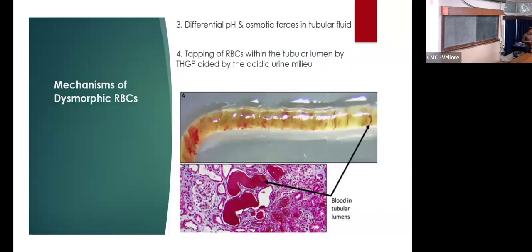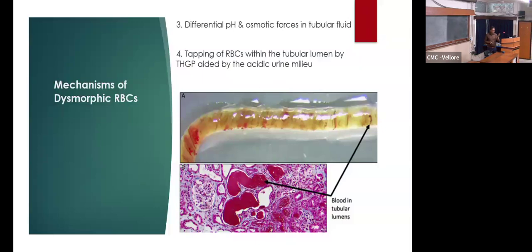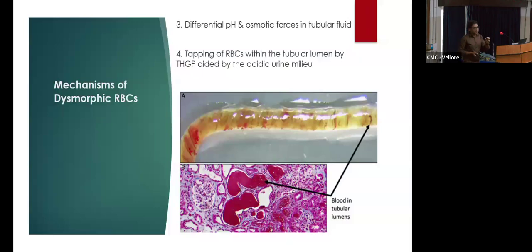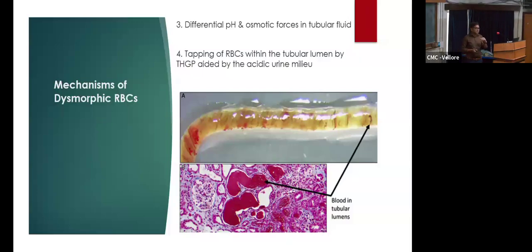Another mechanism is the differential pH or osmotic forces in the tubular fluid. If the osmotic pressure of the tubular fluid is high, like it is very hypertonic, the RBC shrinks. If the fluid is hypotonic, the RBC will swell. This leads to a change in the size of the RBC, and if there is already any disruption in the GBM and the RBC tries to pass through that GBM, the RBC will become dysmorphic. So in this image, you can see this.